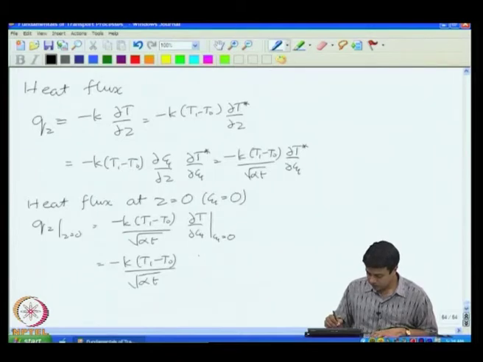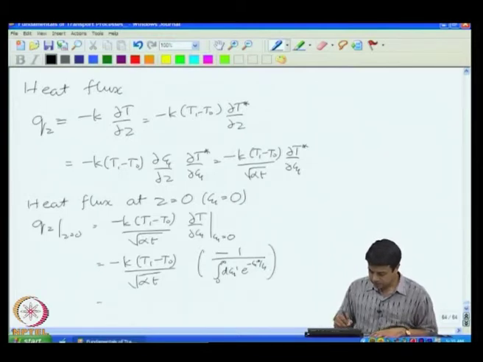So this is equal to minus k into t1 minus t naught by square root of alpha t, into minus 1 by integral 0 to infinity d psi prime e power minus psi prime square by 4. So this basically is equal to k into t naught minus t infinity by root alpha t integral 0 to infinity d psi prime e power minus psi prime square by 4.